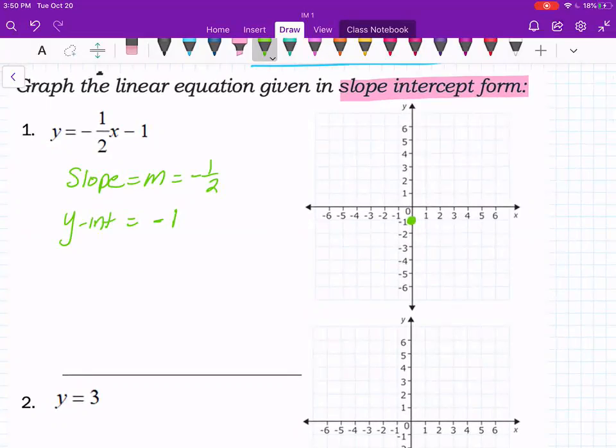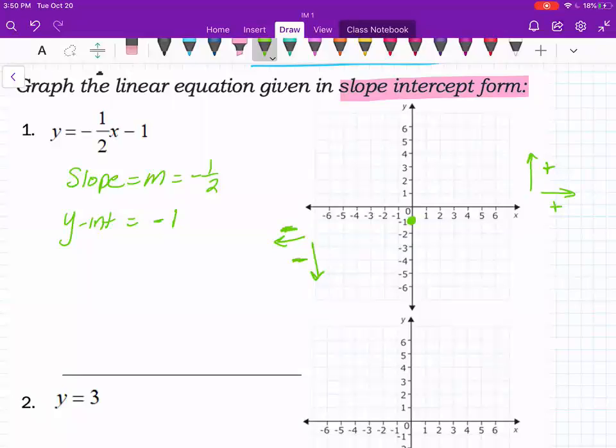And we have to remember that when we go up, that's positive. When we go right, that's positive. When we go down, that's a negative. And when we go left, that's negative. So if you can think back to when you learned about multiplying positive and negative numbers, when you multiplied a positive times a positive, you got a positive. When you multiplied a negative times a negative, you get a positive.